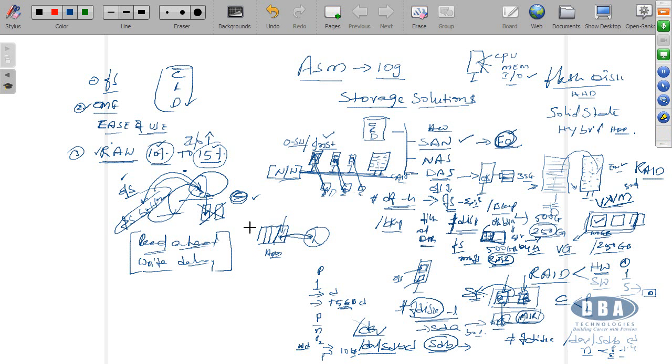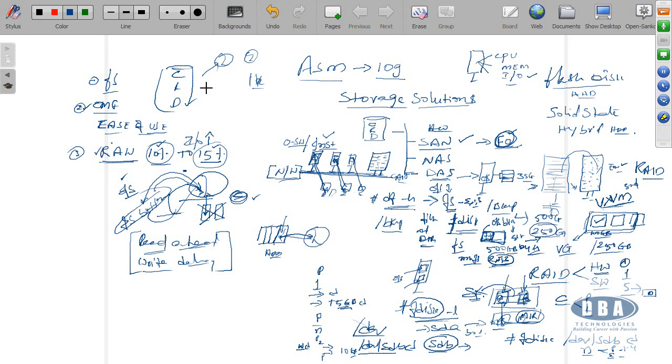Especially RAC 11g, prior to 11g Release 2, raw partitions are the way to go. In 9i we used to use raw partitions. Why? Real Application Clusters means what? More than one instance, right? More than one instance we are using Real Application Clusters.